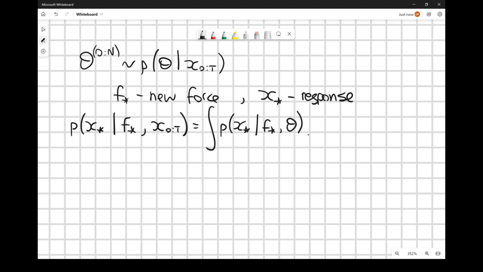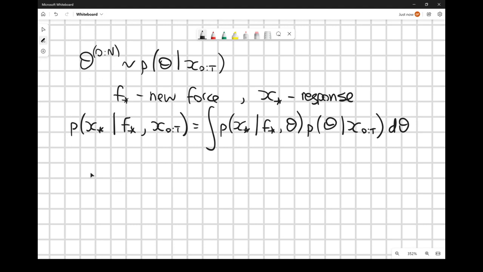And you'd multiply this by the posterior probability of theta given x0 to t, and you integrate over theta. So you're essentially marginalizing over theta. So you're propagating the uncertainty in your theta estimates into your predictions. If you're very lucky, you might be able to calculate this in closed form. But often that's not the case.